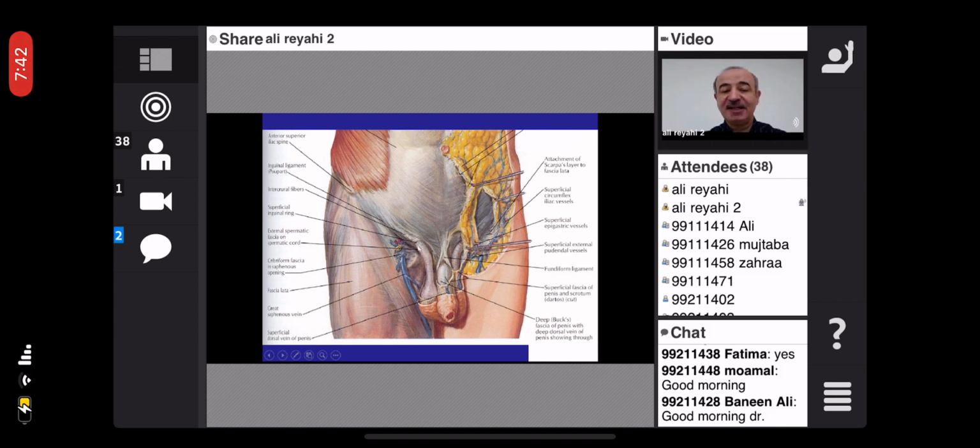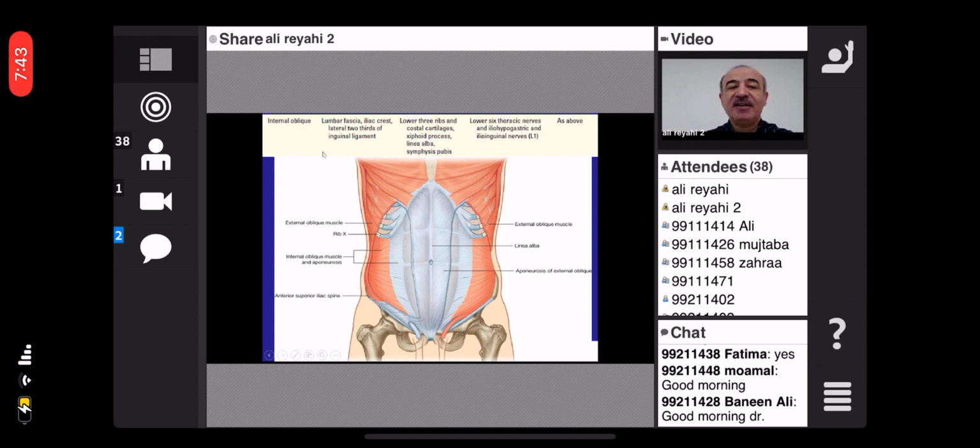And it's called the external spermatic fascia. External, okay? The spermatic cord is covered by three layers of fascia. External spermatic, internal. We'll explain about all of these layers.